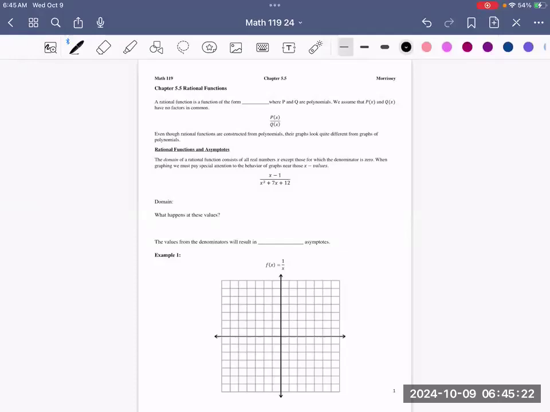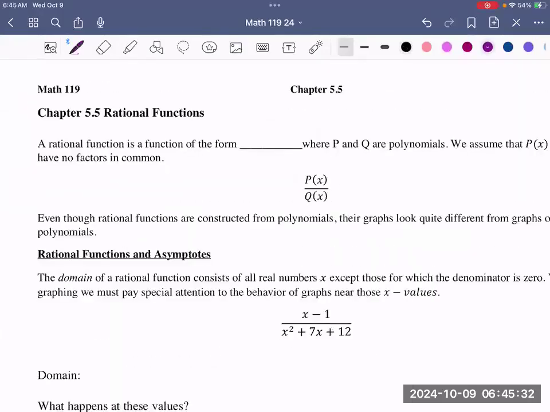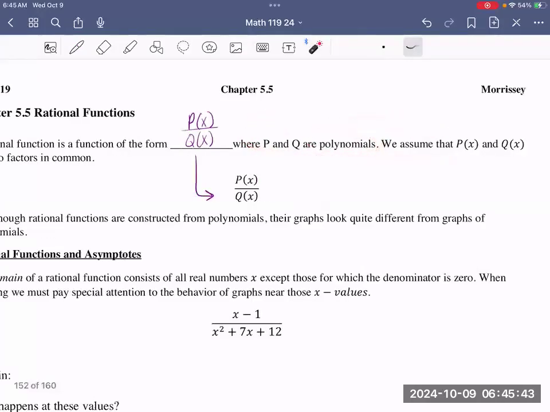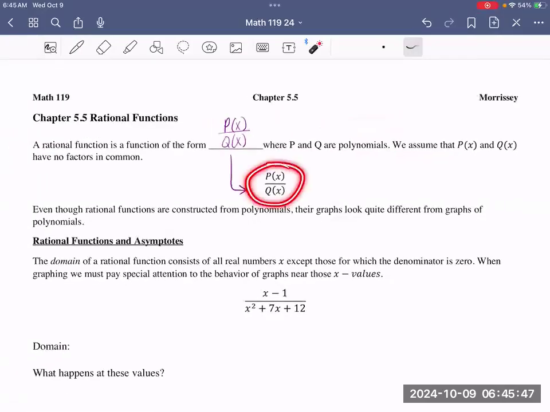Welcome to Math 119, Chapter 5.5, where we talk about graphing rational functions. So a rational function is a function of the form p of x over q of x, what you see down below, where p of x and q of x are polynomials. So you assume that p and q have no factors in common while it's in this form.